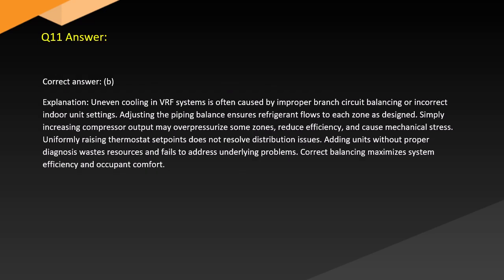Answer. Correct answer. B. Explanation. Uneven cooling in VRF systems is often caused by improper branch circuit balancing or incorrect indoor unit settings. Adjusting the piping balance ensures refrigerant flows to each zone as designed. Simply increasing compressor output may overpressurize some zones, reduce efficiency, and cause mechanical stress. Uniformly raising thermostat set points does not resolve distribution issues. Adding units without proper diagnosis wastes resources and fails to address underlying problems. Correct balancing maximizes system efficiency and occupant comfort.